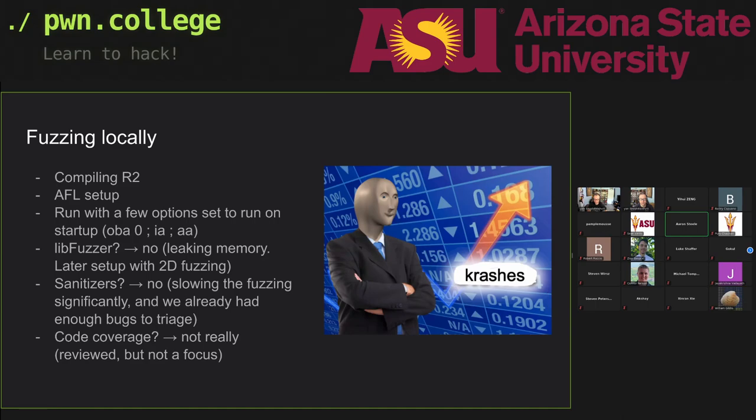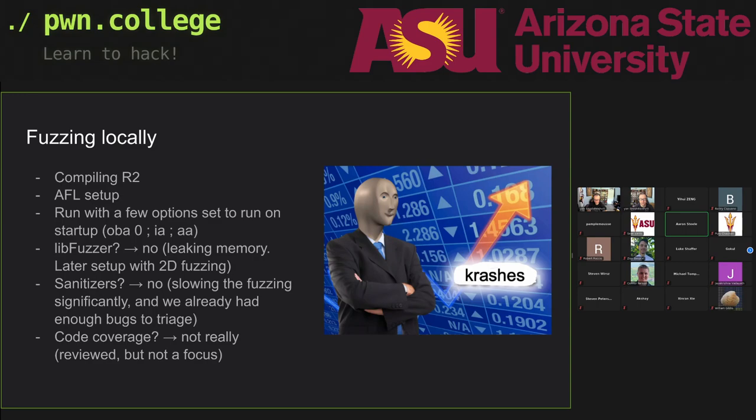We threw in an input corpus of a sample of some ELF files, a few with DWARF debugging headers, and we ran it with a few command line options so it would run some initial commands on startup to mimic analysis of the binary, like oba 0, ia, and aa. Just with a simple setup, we were able to get crashes with AFL pretty quickly. This continued through the whole project, and we weren't lacking for crashes, essentially. But exploits, well, we'll talk about that later.